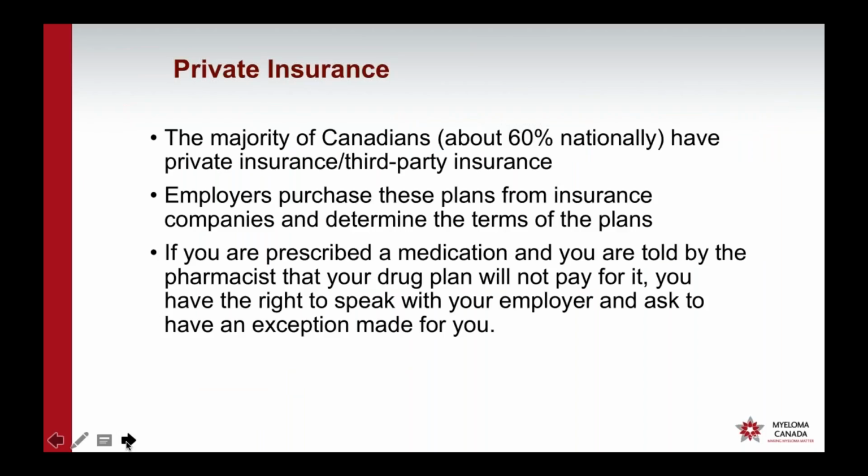Many patients have private insurance, especially in Canada. 60% of Canadians have access to private insurance, through your employer, or if you're retired, through your retiree benefits. If you're given a medication and your pharmacist tells you your drug plan will not pay for it, you can speak to your employer or your insurance company, and they can make exceptions for you. We find that with private insurance, the squeaky wheel gets the grease; there are always ways to get them to pay for a drug. In oncology, it varies depending on what insurance you have and what they will pay for. But always check with your private insurance to see if they will pay for your cancer medication.